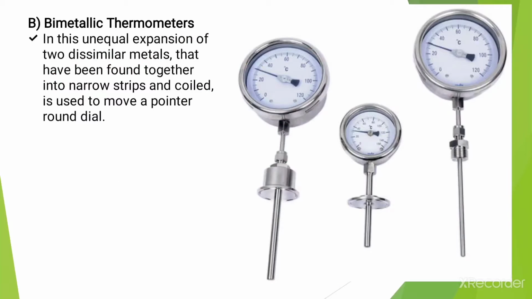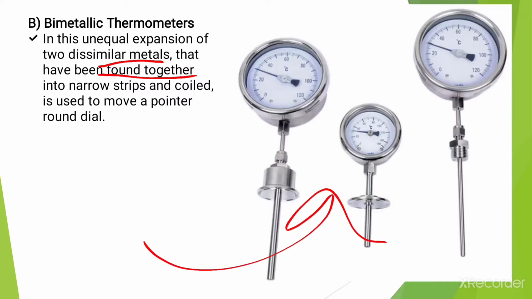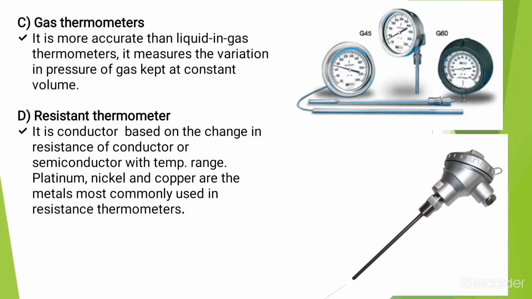Then next, bimetallic thermometers. It looks like this, and in this type of thermometer there is unequal expansion of two dissimilar metals that have been bonded together in a narrow strip and coiled, and it is used to move this pointer around the dial. The next type is the gas thermometer, and it is more accurate than the liquid thermometer. It measures the variations in pressure of gas kept at a constant volume.